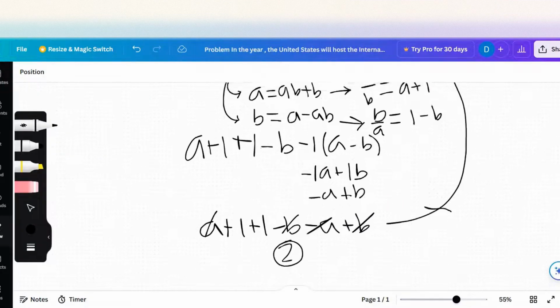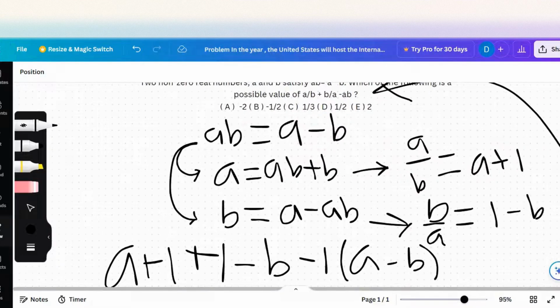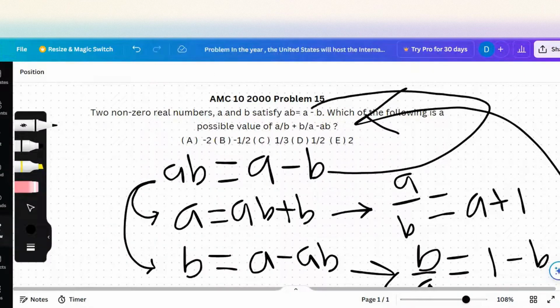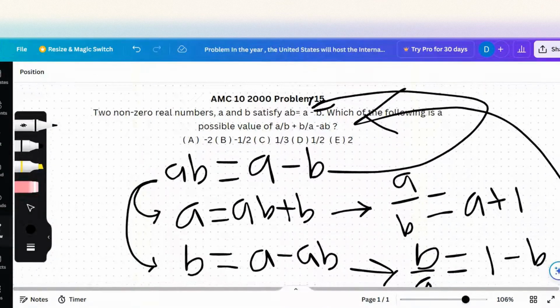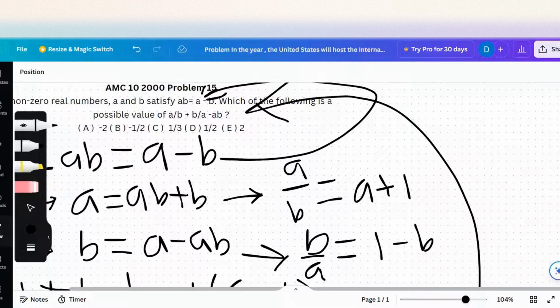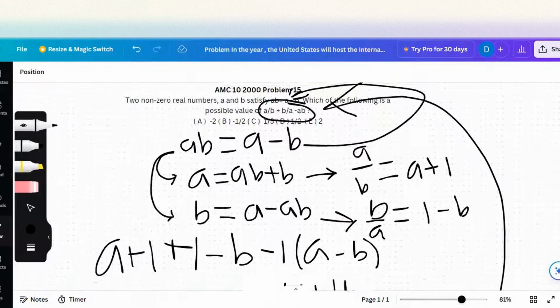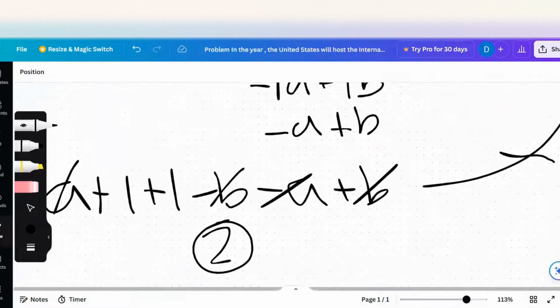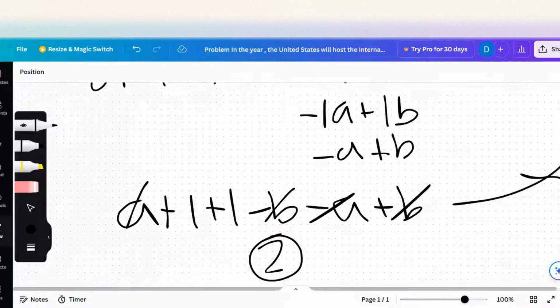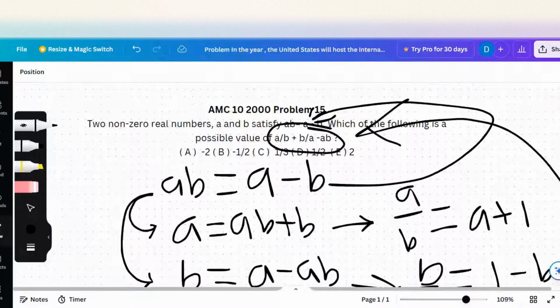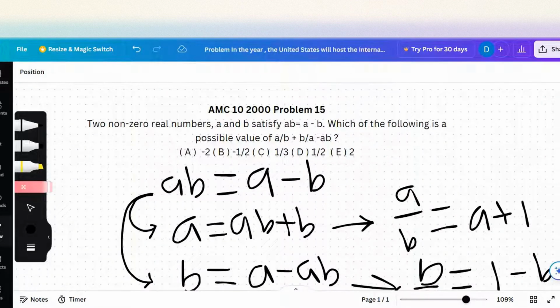So essentially what we did was simplify AB equals A minus B, the given equation, and we used it to simply solve the equation they asked for. And we crossed it out in the final equation, and what was left was 2. So the final answer would be E, 2.